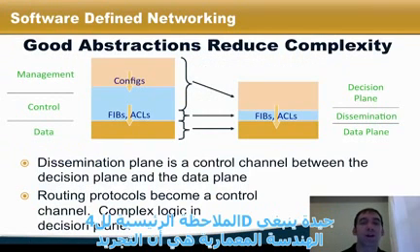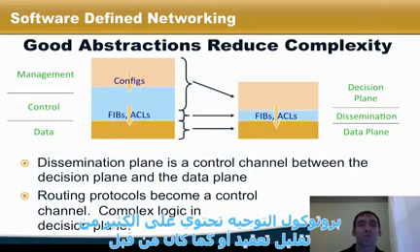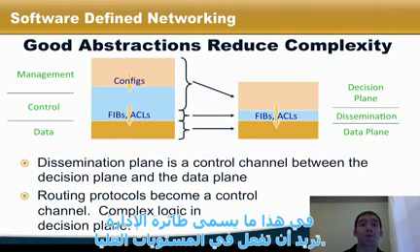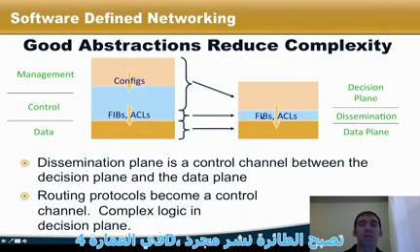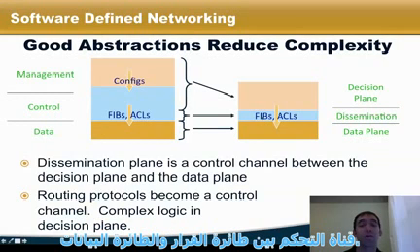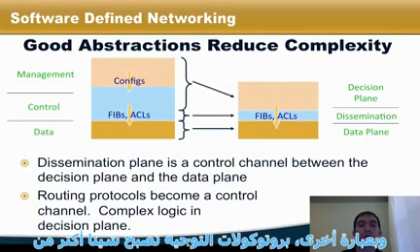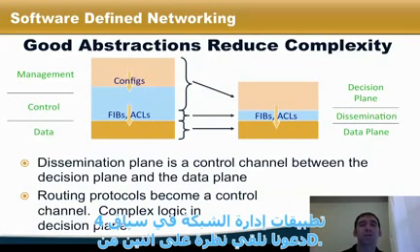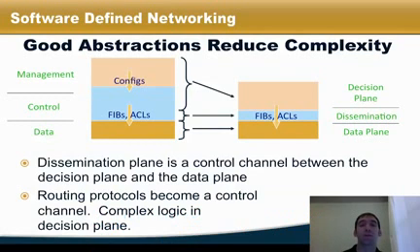A key observation of the 4D architecture is that good abstractions should reduce complexity, whereas before, the routing protocol contained a lot of complexity and a lot of duplicated function with things that network operators would want to do at higher levels in the so-called management plane. In the 4D architecture, the dissemination plane becomes simply a control channel between the decision plane and the data plane. In other words, routing protocols become nothing more than a control channel, and all complex logic resides in the decision plane. Let's look at two network management applications in the context of 4D.